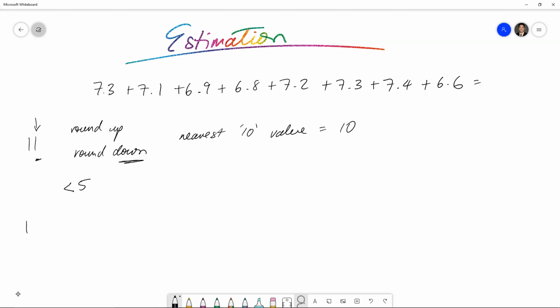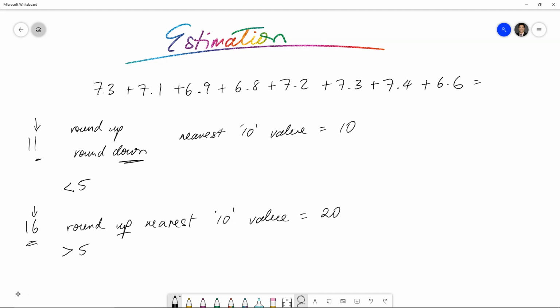Now if the figure was 16, then again the 6 is your significant number. We're going to round up in this case because it is greater than 5. So the nearest 10 value that this number is actually closest to is 20. So we're rounding it up in this case.